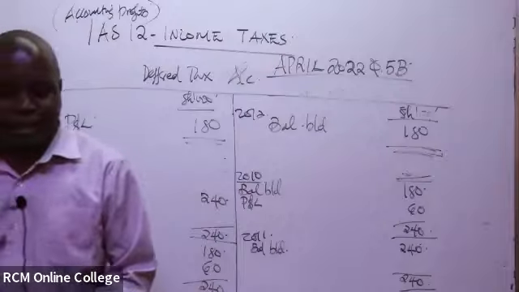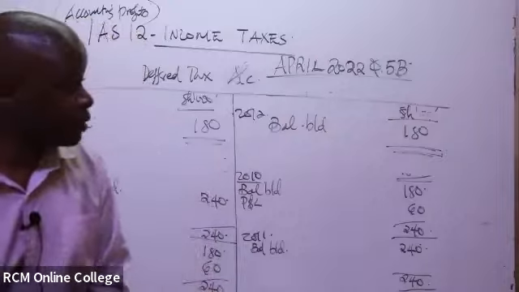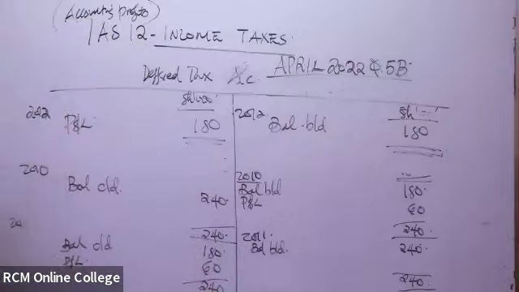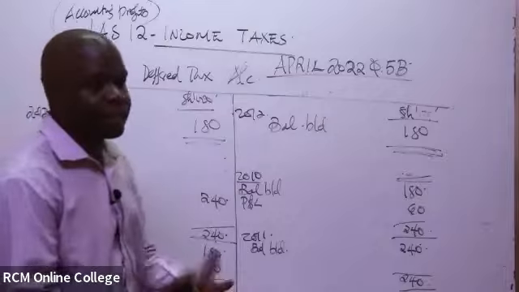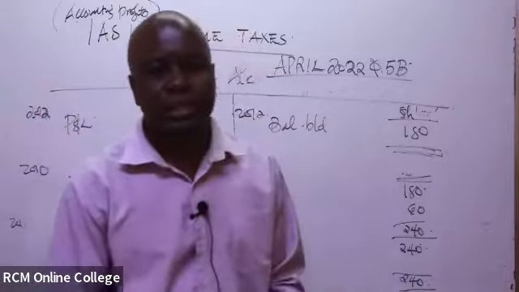Hii account imekataa. Hii account imekataa. So maybe in this case, we'll be able to repeat next time. But it's just double entry. It's the concept of double entry.